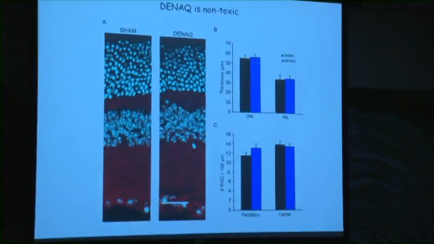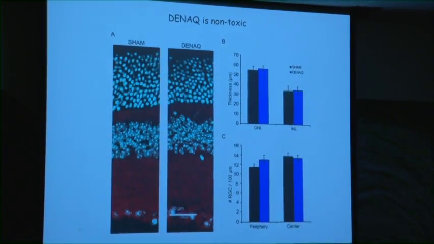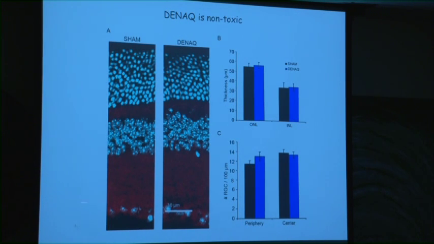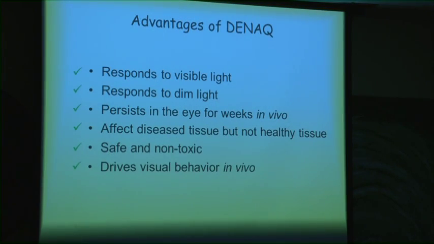So finally, DNAC wouldn't really be very useful if it were toxic. This requires a lot of work in larger animals, but at least at a first approximation, doing anatomical studies, measuring the thicknesses of the outer and inner nuclear layers, measuring the density of retinal ganglion cells in the retina, we see no difference between sham-injected and DNAC-injected eyes. So it doesn't seem to be toxic, at least at first approximation. So just to summarize, these are some of the advantages of this DNAC molecule over our previous photoswitches.